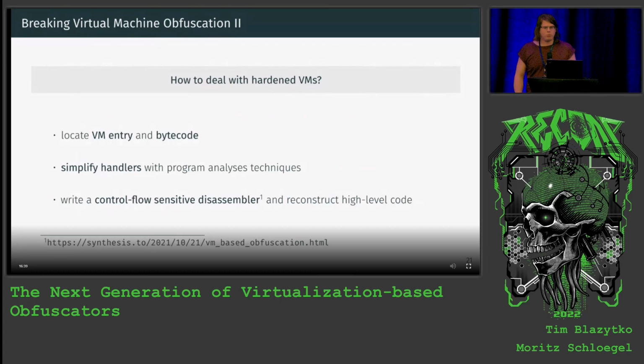So if we want to deal with these hardened VMs, what we have to do is first locate the VM entry and the bytecode. Then we have to simplify the handlers with a lot of different program analysis techniques. Some of them we will see in a few minutes. And once we have done that, we basically have to write a control flow sensitive disassembler which follows the VM execution flow from VM entry to exit and dumps the decrypted VM bytecode on the fly. And then we can use this output and reconstruct the high-level code.